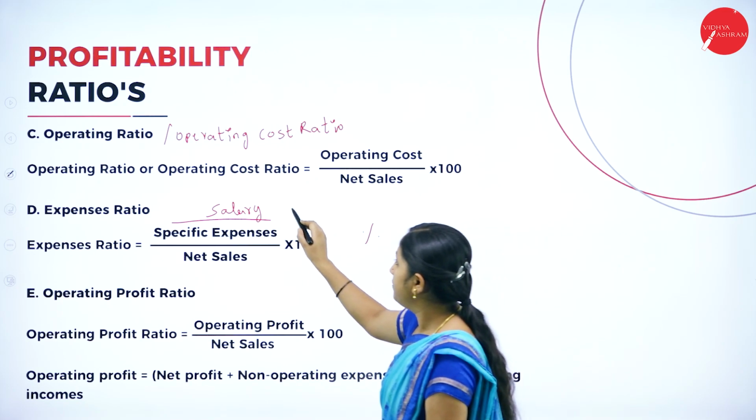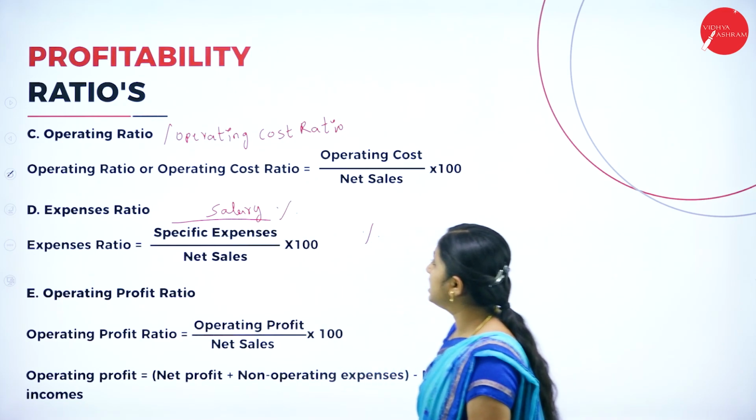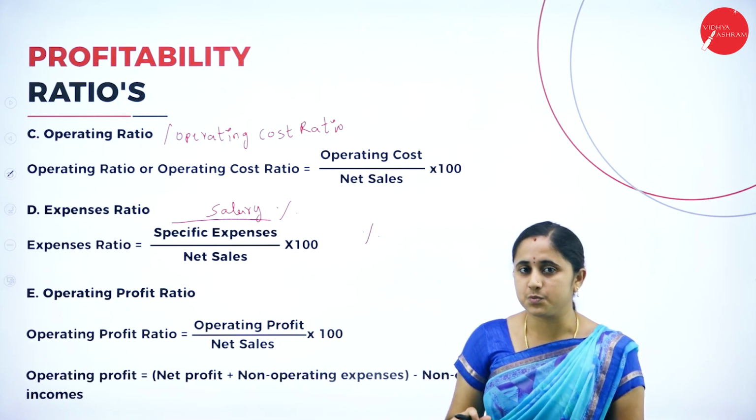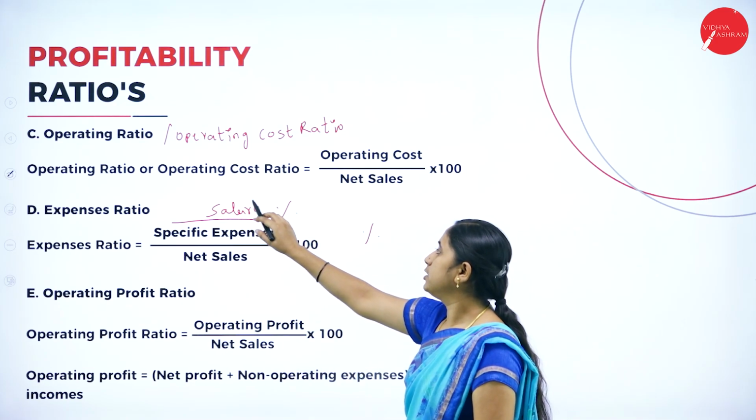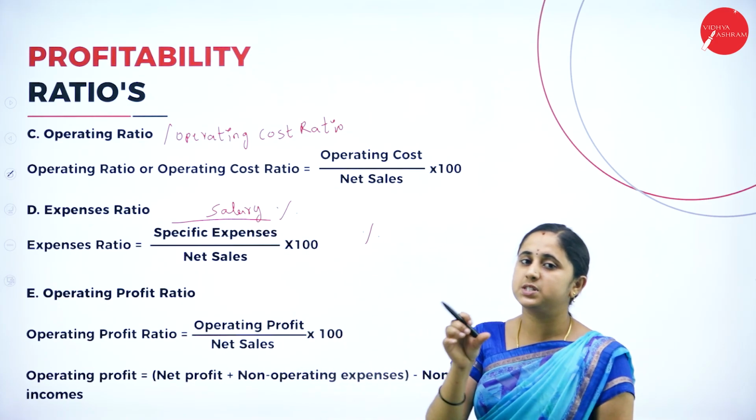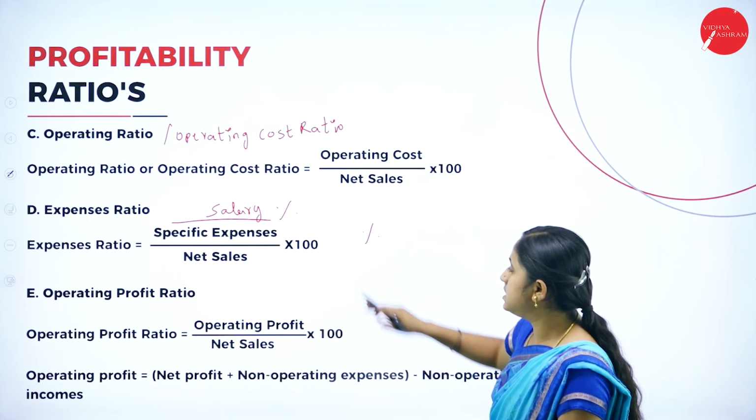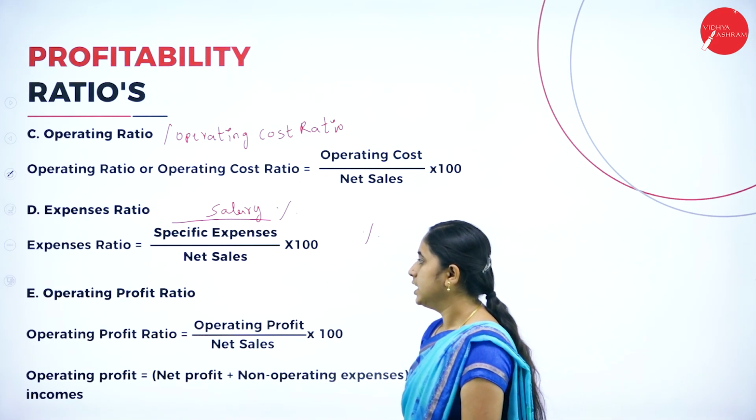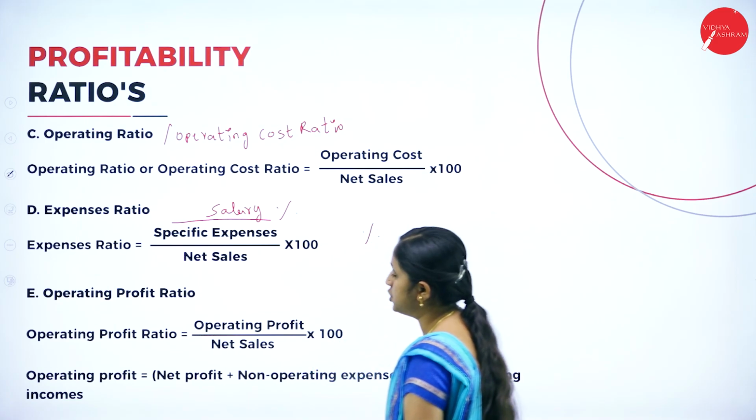To calculate the expense ratio for a particular expense, you will consider the total specific expense divided by net sales into 100. Next, operating profit ratio.